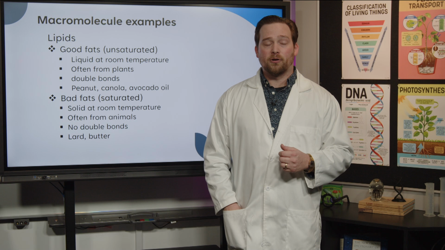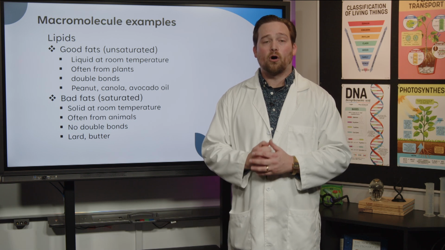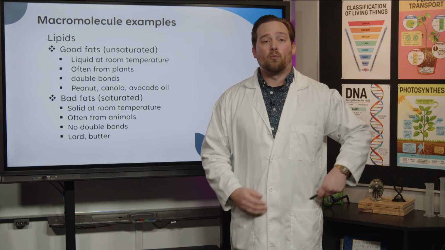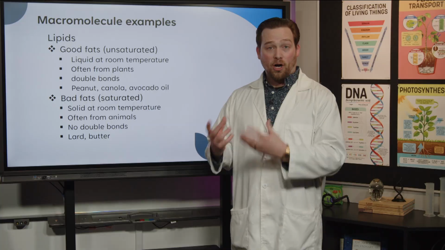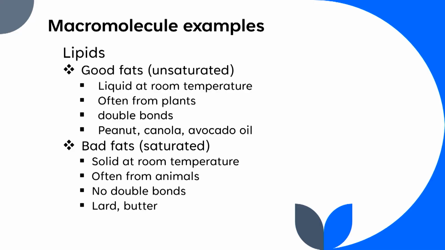Great, let's look at some other examples. What we're looking at here are types of lipids. What I really wanted y'all to know about these is that there are two main types. You can have good fats. The good fats are unsaturated. Unsaturated fats are often liquid at room temperature. They often come from plants. They will have double bonds, and some examples are peanut, canola, and avocado oil.